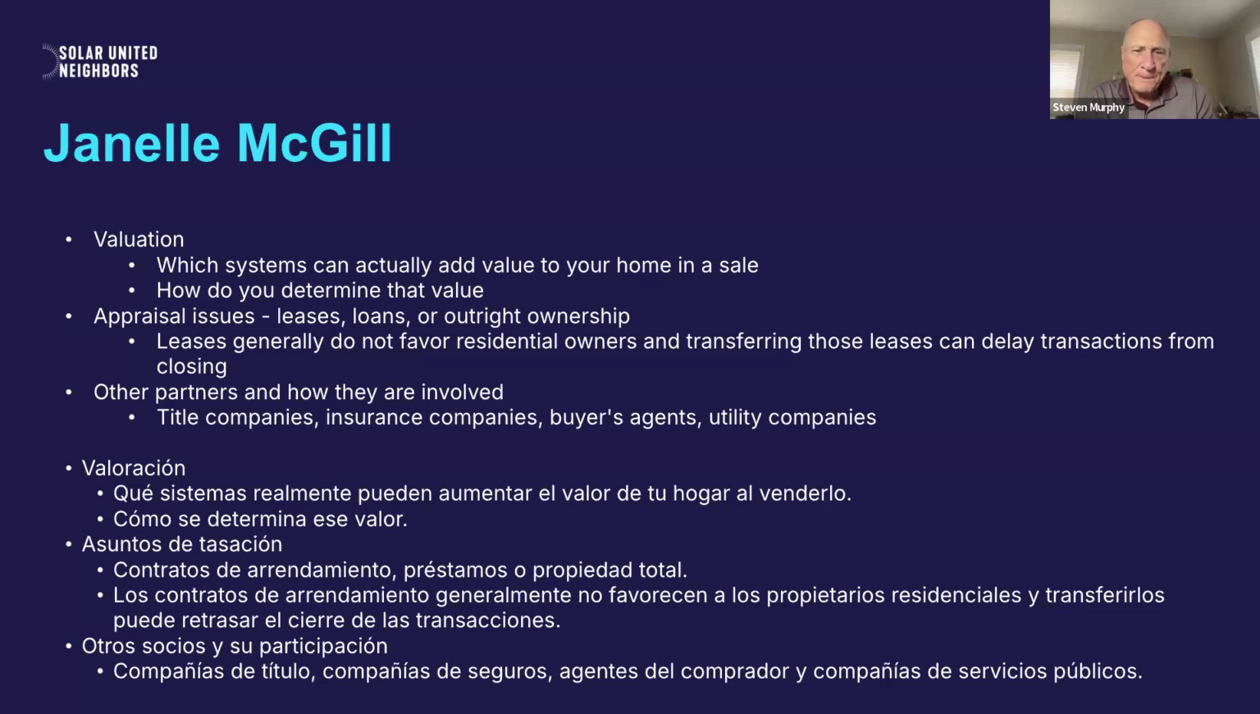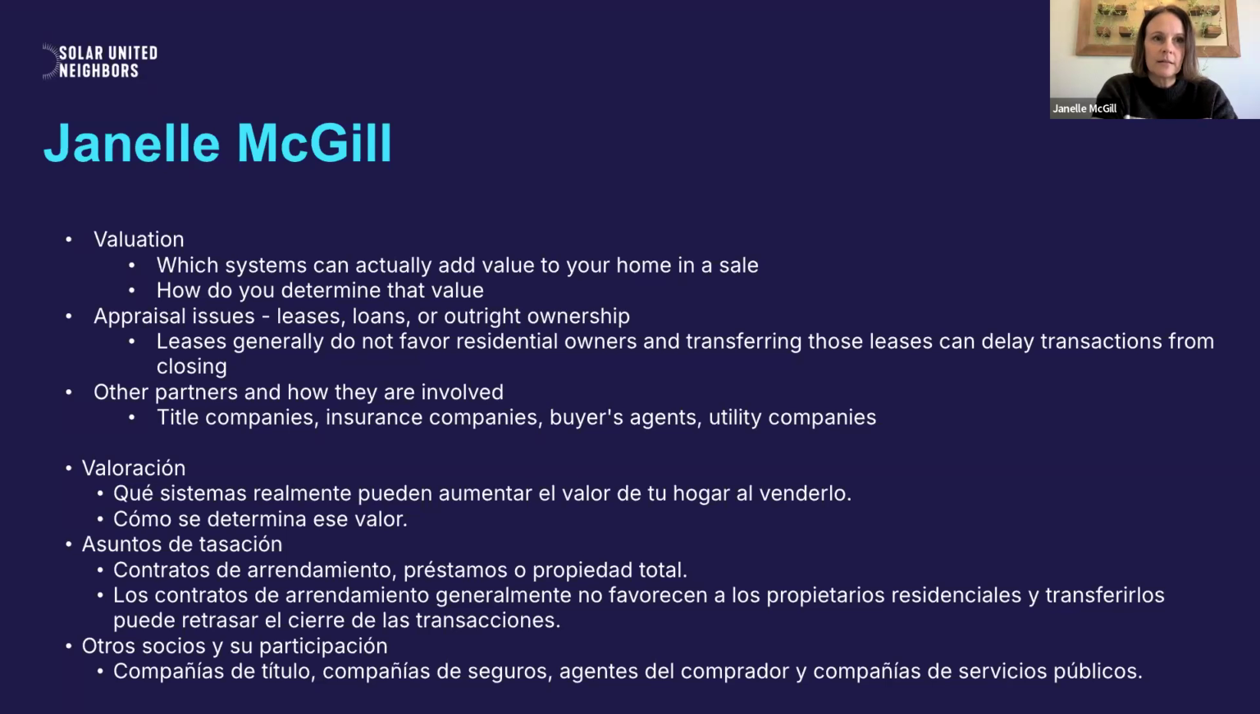And once you receive that total, then the idea is that your price in the marketplace would be that comparable price plus that contributory value of the solar. And those are details that you're going to be passing on to an appraiser, that they will hopefully take into account. Now, going straight into the appraisal issues, here's the problem.